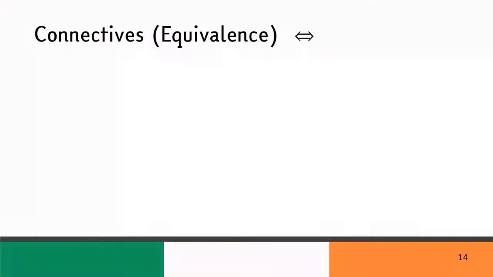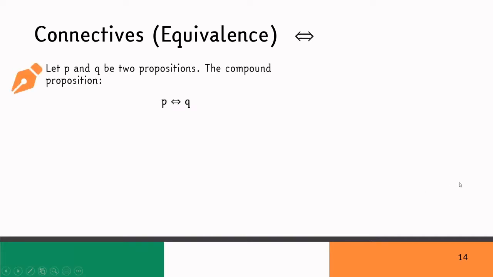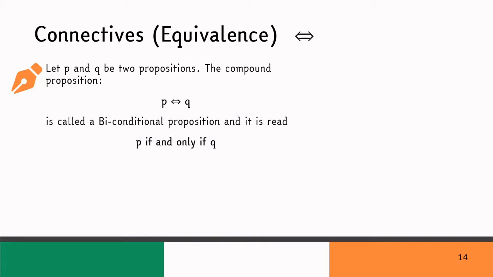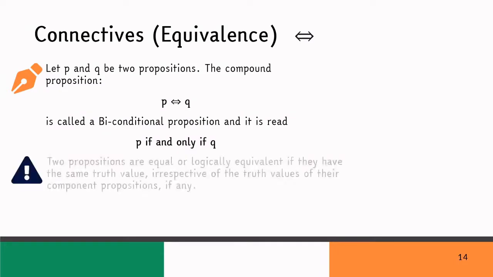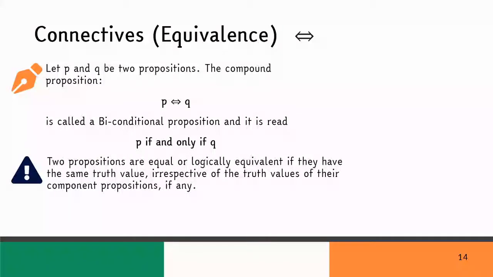We will now examine an important connective, the equivalence, symbolized by the equivalence operator. Considering P and Q to be the propositions, we can say that P equivalence Q is called a biconditional proposition and is read P if and only if Q. The equivalence is true only if both the propositions hold the same truth values.